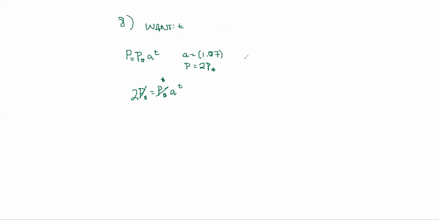So the way we're going to solve this problem is we're going to say 2 P naught is equal to P naught times 1.07 to the T. And we're solving for T.